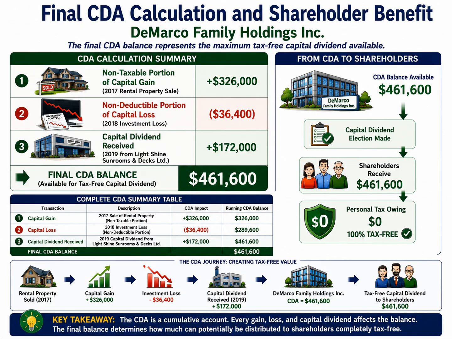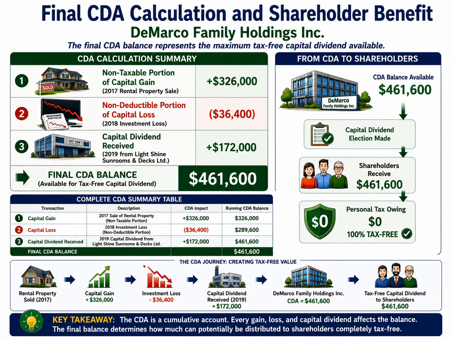When we combine all of these transactions, the calculation becomes very straightforward. We start with a CDA addition of $326,000 from the capital gain. We subtract $36,400 from the capital loss, and we add $172,000 from the capital dividend received. The result is a final CDA balance of $461,600. This number is extremely important.